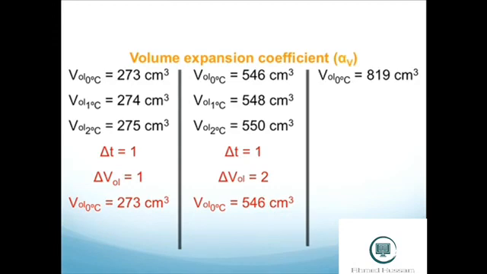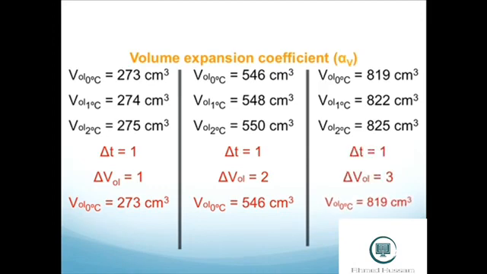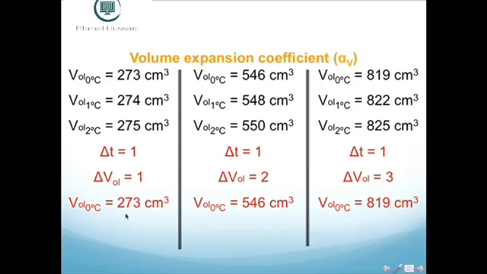The volume at 0 is 546. So delta V is 1 compared with 273, delta V is 2 compared with 546. Repeating the experiment with 819 centimeter cube, it increases for the first temperature degree rise to 822, the second one to 825. Therefore, the change in the volume equals 3. Imagine that it's the same ratio, knowing that 546 is double 273 and 819 is triple 273.